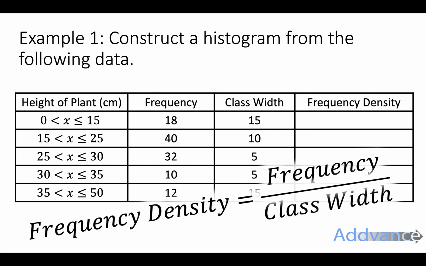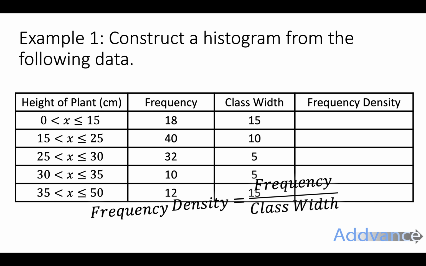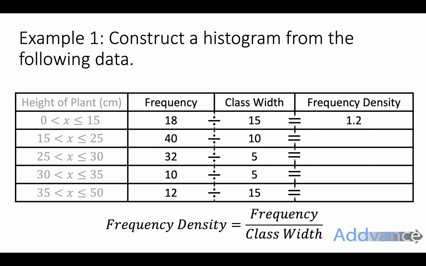Now, we also need to know this equation for frequency density. The frequency density is the frequency divided by class width. So to work this out, we're going to do the frequency divided by class width like this. 18 divided by 15 is 1.2, 40 divided by 10 is 4, 32 divided by 5 is 6.4. We can use a calculator, that's fine. 10 divided by 5 is 2, 12 divided by 15 is 0.8. And now we know our frequency, class width and frequency density. Once we have all of this information, we can start drawing our histogram.